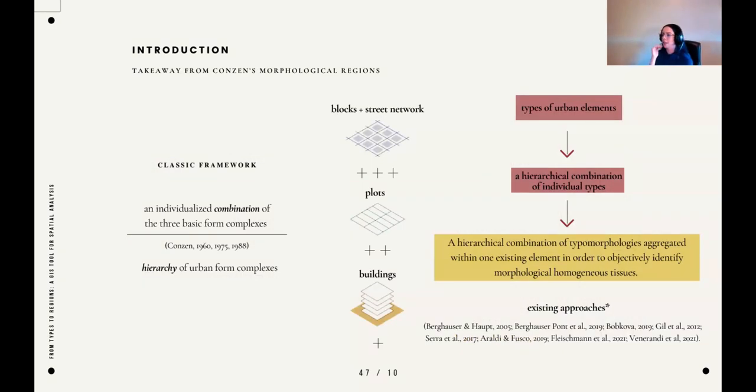As I mentioned, we'll be using these two pivotal ideas, the combination and the hierarchy. We are looking specifically at 4 elements, which we'll discuss thoroughly later: blocks and the street network, the plots and the buildings, and the combination of the 4. Our proposal is to define a hierarchical combination of these types aggregated within one existing element in order to objectively identify these morphologically homogeneous tissues. This is one aspect that differs from current approaches to urban form classification, since we are classifying individual types in separate layers, and also aggregating them within one existing element, which will be the block.